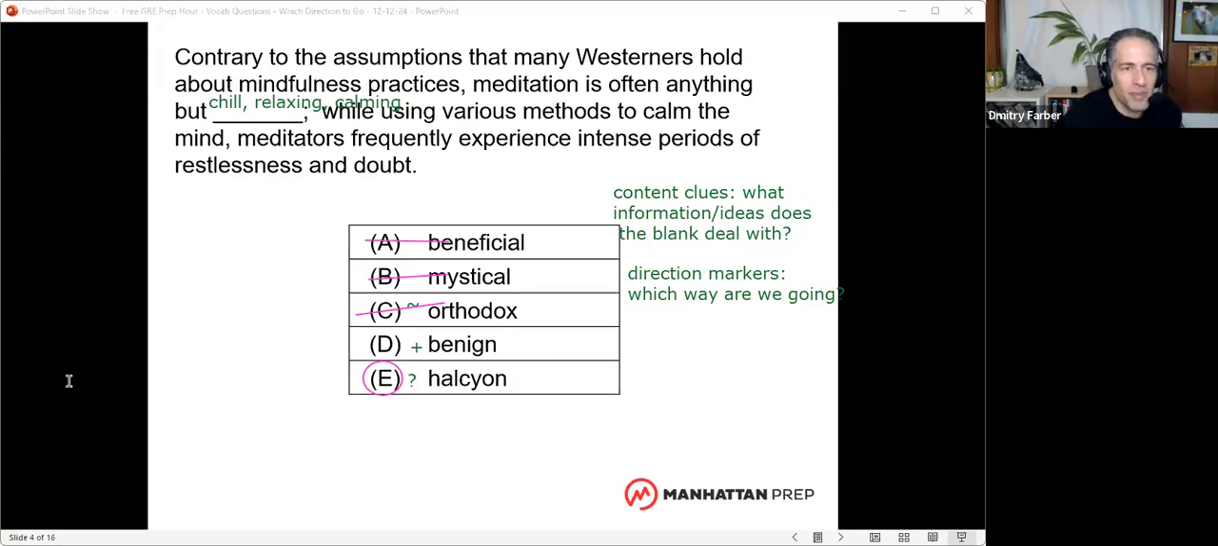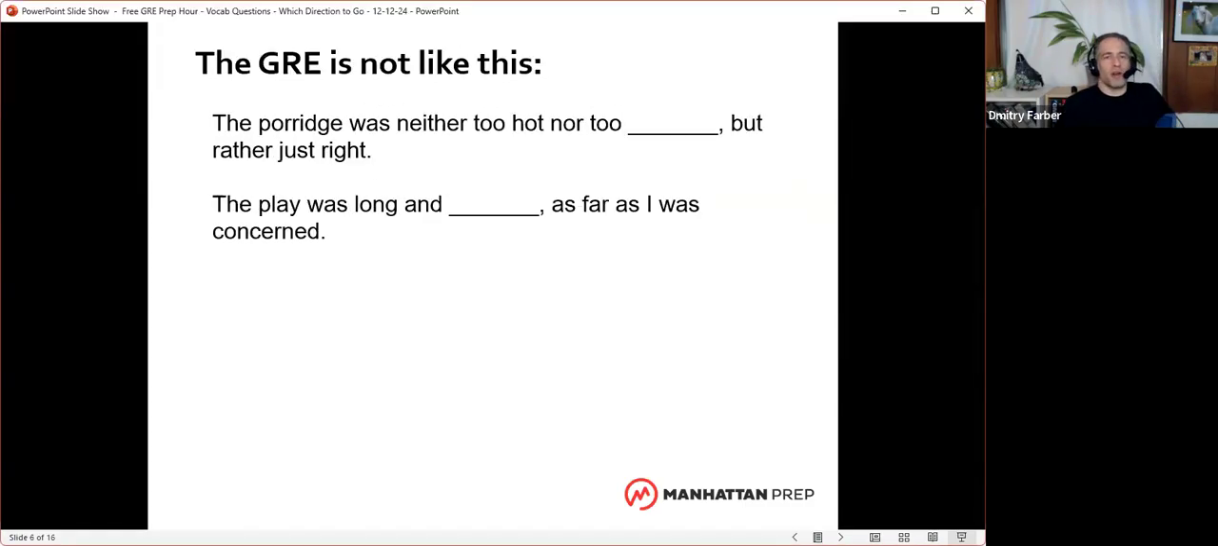So I'll show you some things that the GRE is not doing, and then we can look at more realistically what the GRE is doing. So let's do a couple that the GRE would not do. So just take a moment to look over these. I'm not going to give you answer choices on these, but just to get the idea of filling it.